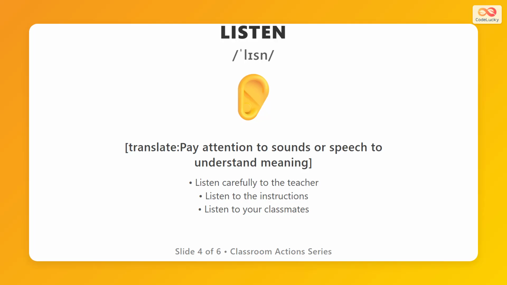Listen means to pay attention to sounds or speech to understand what someone is saying. You listen to your teacher, classmates, or instructions carefully. Good listening helps you learn better and follow directions.